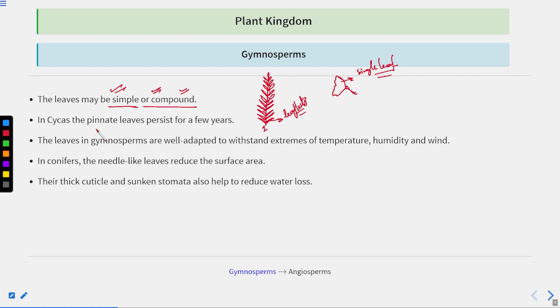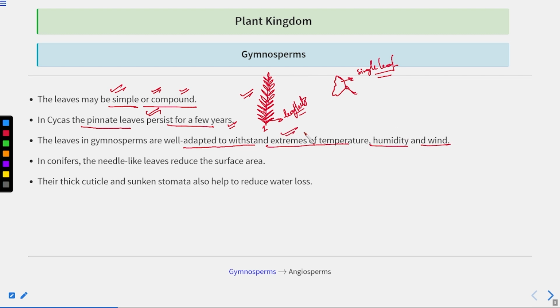In cycas, the pinnate leaves persist for a few years. This is one of the features of the cycas leaf, that they can persist for a few years. They do not shed off in just one single season. They have a lot of waxy coating over the surface, making it a very shiny, glossy surface of the leaf.